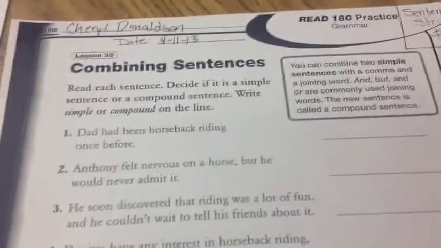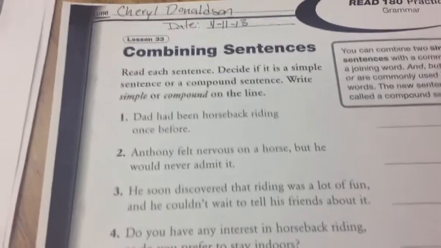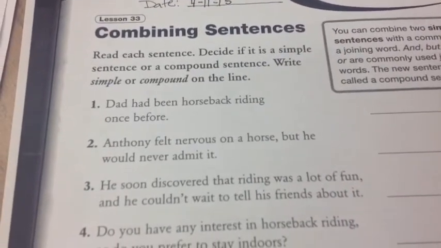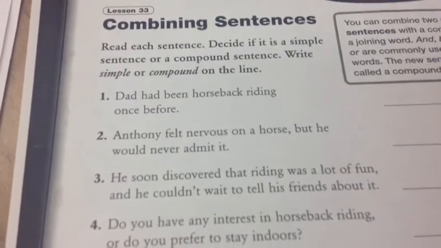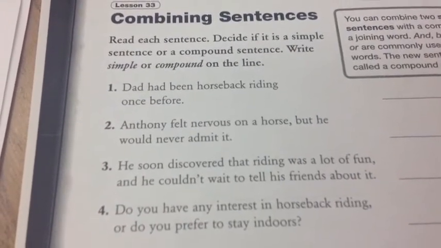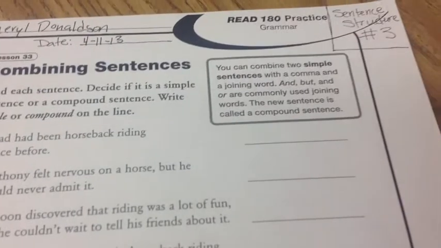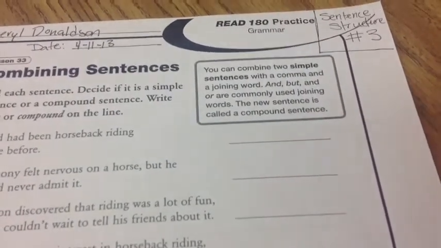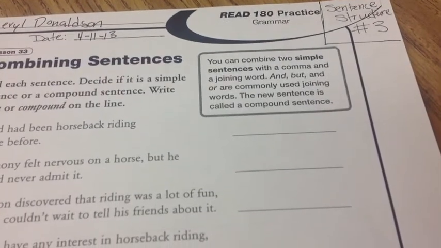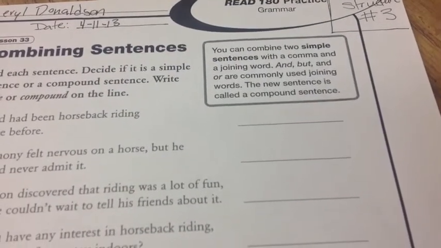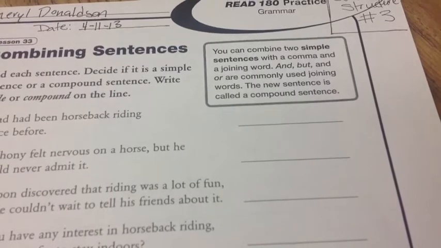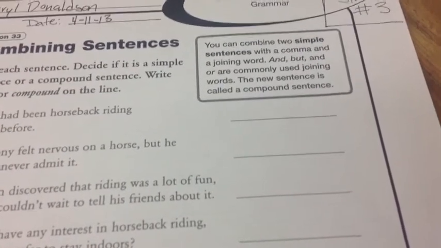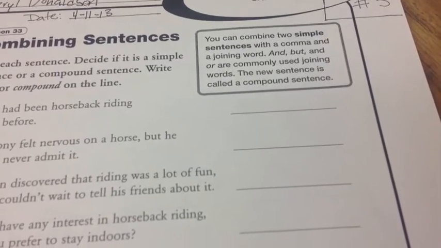It says, combining sentences. The directions say, read each sentence. Decide if it is a simple sentence or a compound sentence. Write simple or compound on the line. Okay, let's look over in our box so that we can remember what those are or see a hint. You can combine two simple sentences with a comma and a joining word. And, but, and or are commonly used joining words. The new sentence is called a compound sentence.